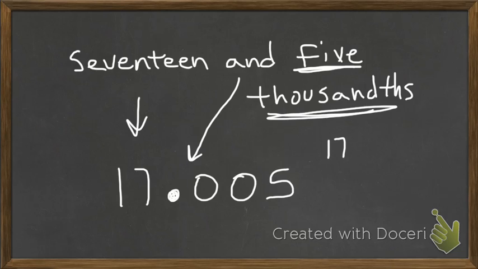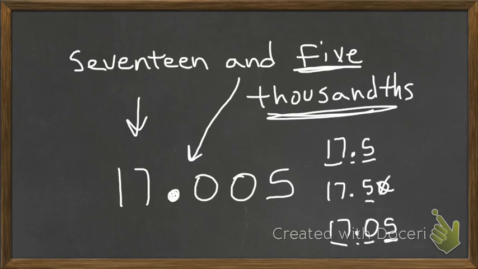If you wrote it this way, that would be 17 and 5 tenths. And if you wrote it this way, that's still 17 and 5 tenths, because if there's a 0 at the end, we don't count it. And if you wrote it this way, that is 17 and 5 hundredths, because here's your tenths place and this is in the hundredths place. So we've got the tenths, hundredths, thousandths.